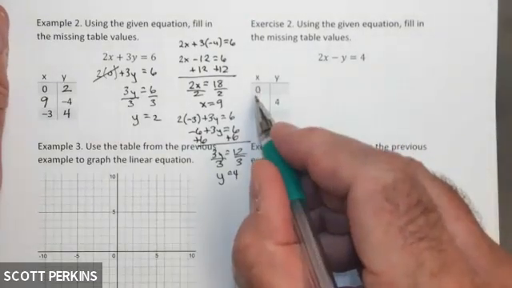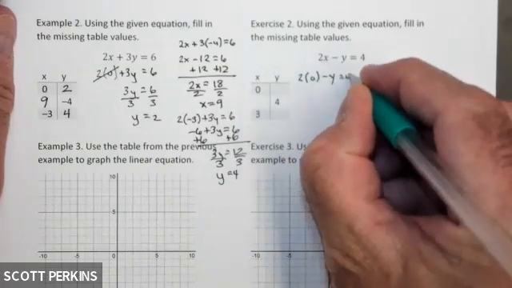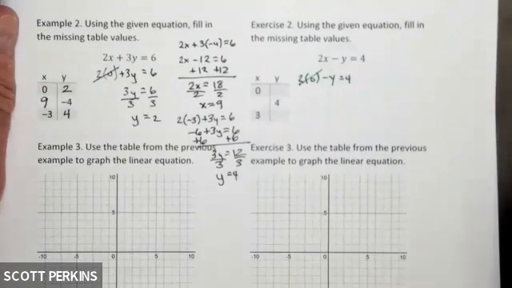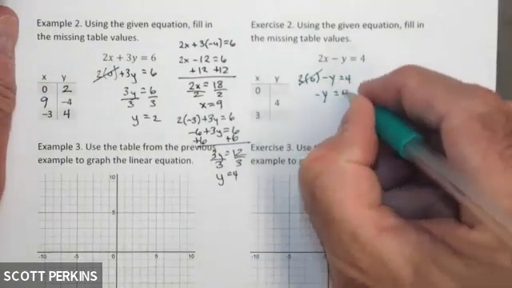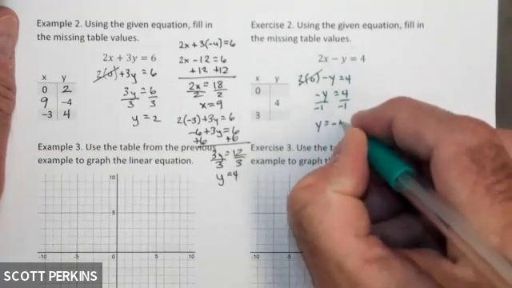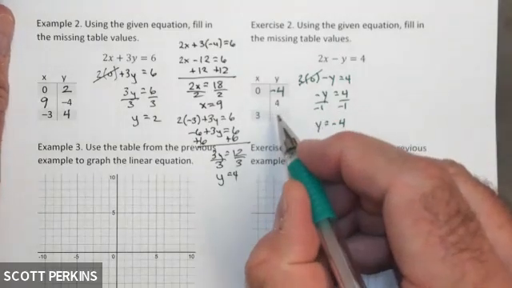I'm first going to put 0 in for x. So I have 2 times 0 minus y is 4. 0, again, is my favorite number to plug in because anything times 0 is 0. So I just have negative y is 4. And when I divide by negative 1, I get y is equal to negative 4. So there is my first value, negative 4. If I mess up or if you get something different, let me know. I'm just going to keep rolling along.